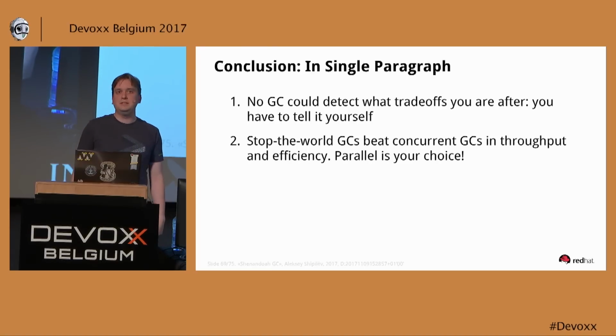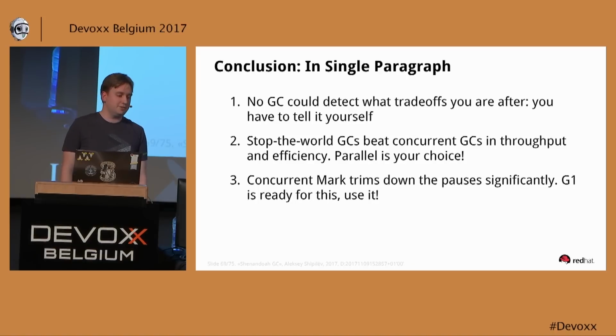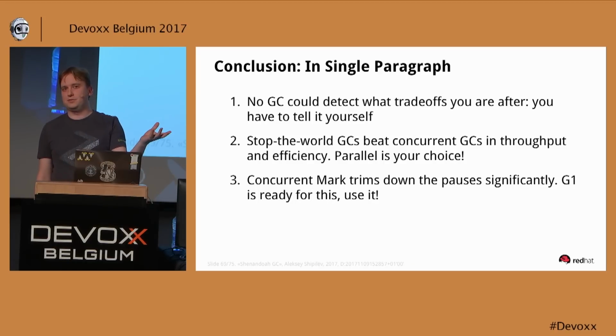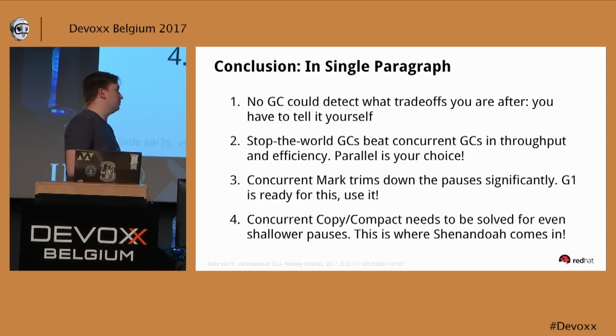Stop-the-world GCs would beat other GCs in efficiency throughput-wise. So if you have this workload, then Parallel is probably your choice. Concurrent Mark solves the first part of the puzzle, and G1 is already ready for this. You can use it. It works fine. If you want the ultimate latency numbers, then you have to solve copy and compact. This is where Shenandoah comes in.